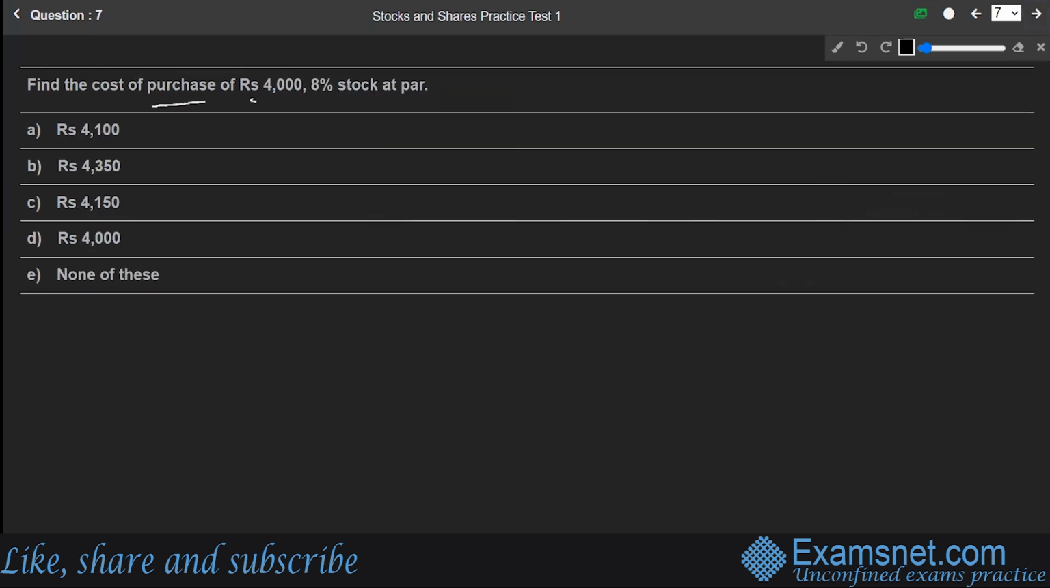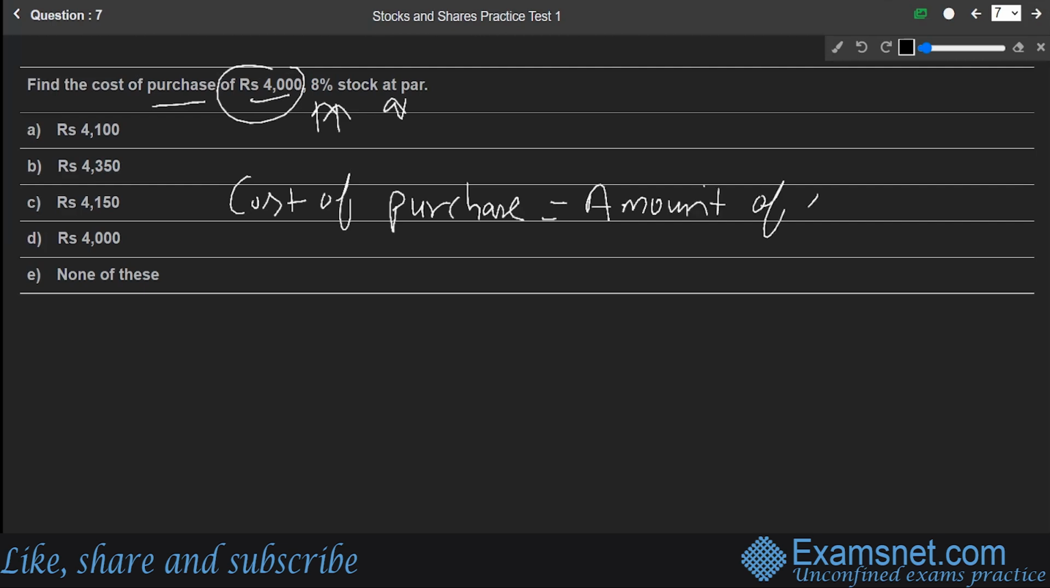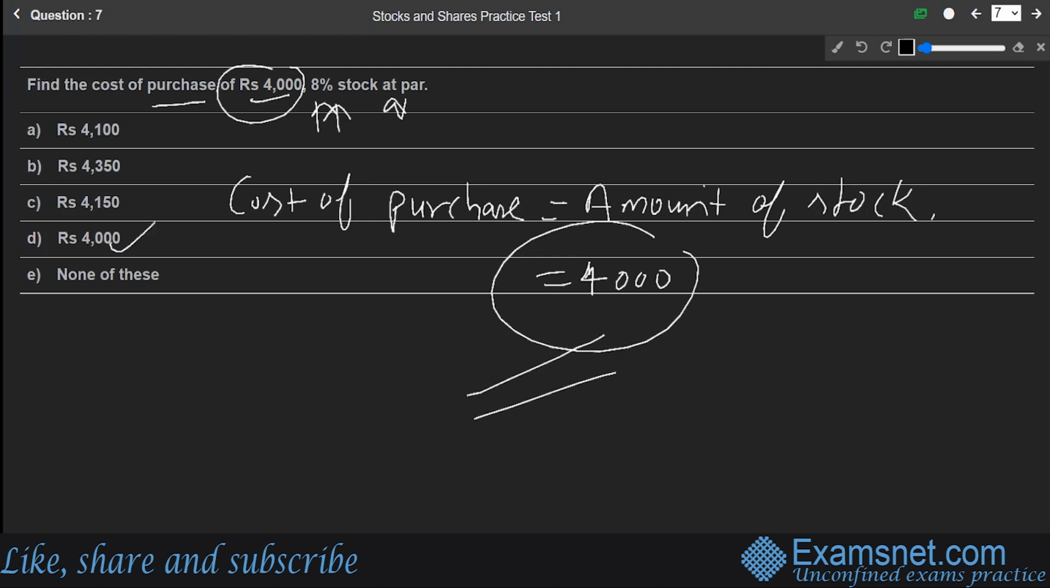Now find the cost of purchase of rupees 4,000, 8% stock at par. Whenever the share is available at par, that means it is available at the face value itself. So let us find out. When the share is available at par, the cost of purchase is nothing but the amount of stock only. Whatever price it is quoted at, that much price you will get. So that is nothing but rupees 4,000. When the stock is available at 4,000, it is available at the face value itself. So that again becomes rupees 4,000, and that is clearly available in option number D.